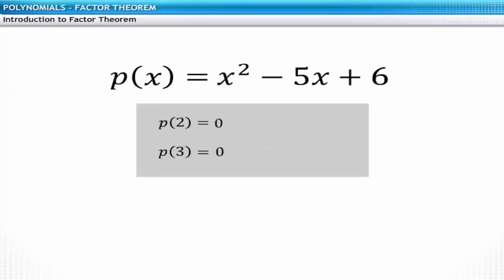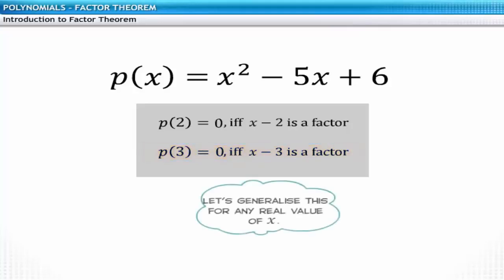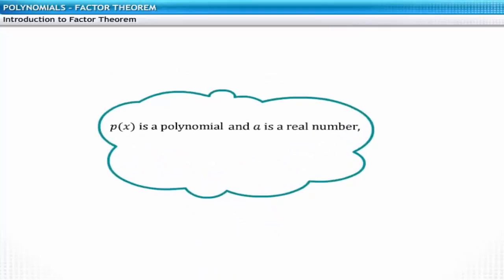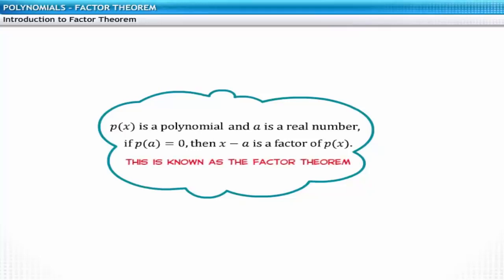Based on the above discussion, we can sum up that p of 2 is equal to 0 if and only if x minus 2 is a factor. Similarly, p of 3 is equal to 0 if and only if x minus 3 is a factor. Let's generalize this for any real value of x. Consider p of x is a polynomial and a is a real number. If p of a is equal to 0, then x minus a is a factor of the polynomial. This is known as the factor theorem.